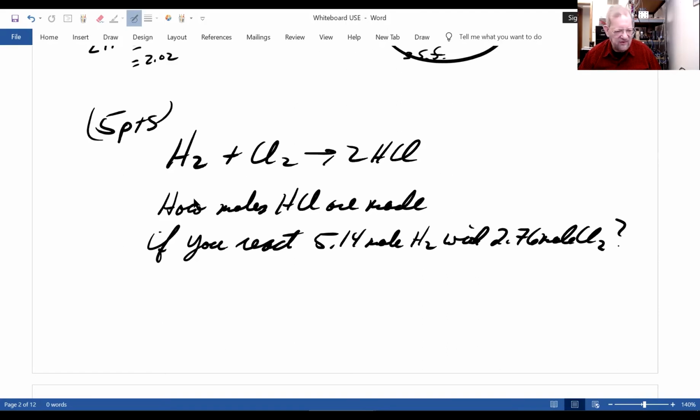And here's the question. How many moles of HCl are made if you react 5.14 moles of hydrogen with 2.76 moles of chlorine? And I'll give you a hint. You need 2 steps. And the first step, calculate moles of product. This is given to you.